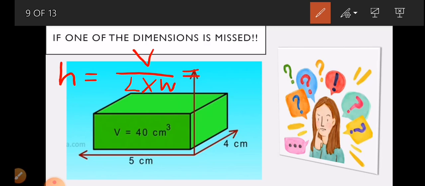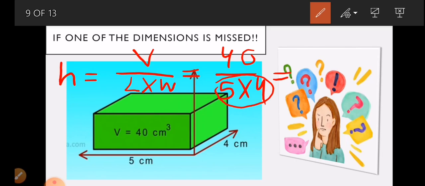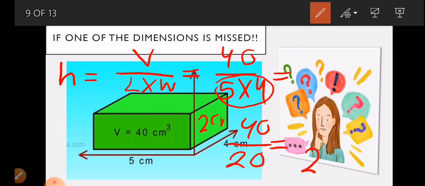So to find the missing dimension, which is here the height, how can I find it? The volume divided by the product of the length and the width. So the volume divided by length multiplied by width. The volume is 40. The length is 5. The width is 4. So 40 divided by 5 multiplied by 4. I will first get 5 multiplied by 4, then I will divide 40 by this number. So 4 times 5 is what? 20. 40 divided by 20 will give me, yes, 2. So the height is 2 centimeters.